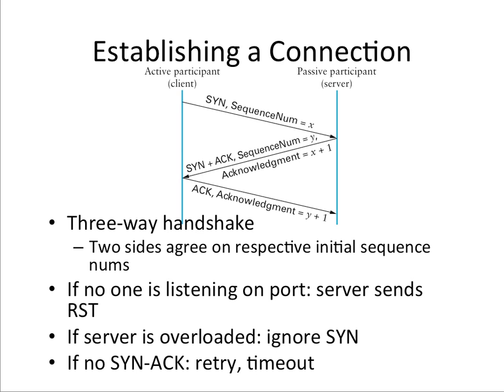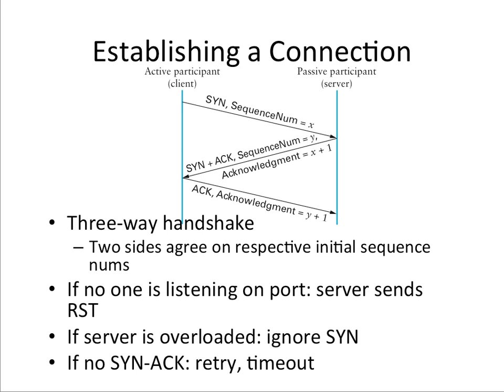The server responds. I'm just going to call it a SYN-ACK, just to make it easier. And it's going to return its own sequence number that's unrelated to X. But it's also going to ACK sequence number X plus 1. And the client is going to ACK. So first of all, this is called the three-way handshake, and three messages are exchanged.